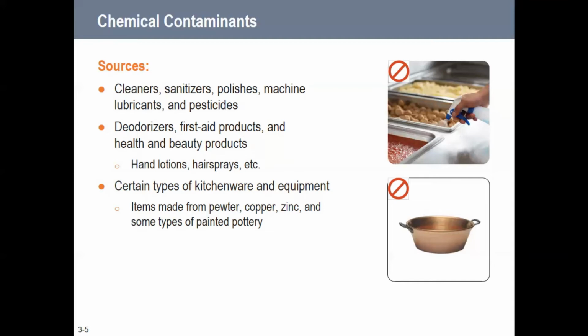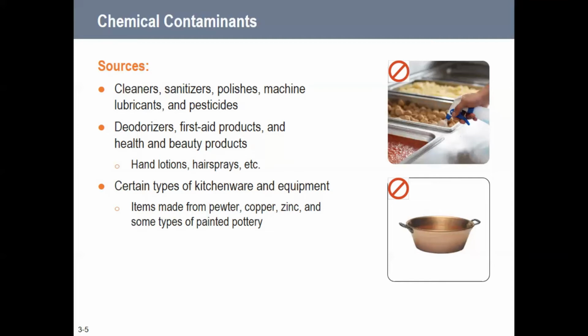And the copper is not a horrible one, but anything that's really acidic can be problematic for copper and these other items as well, because the high acidity, like tomato sauces and things like that, can actually extract natural elements within those metals, and you can have a chemical contamination because of that.